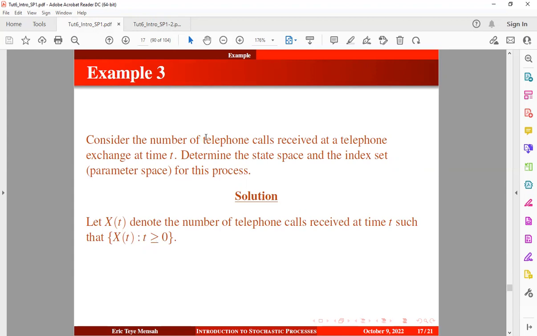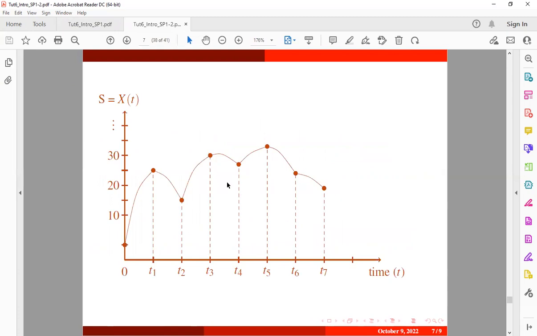So we know that the number of telephone calls is something that is countable, so the state space is going to be discrete, and now our index set is time, so it's going to be continuous. Okay, so we can say that X index t, this process is a discrete state random process indexed by a continuous time.